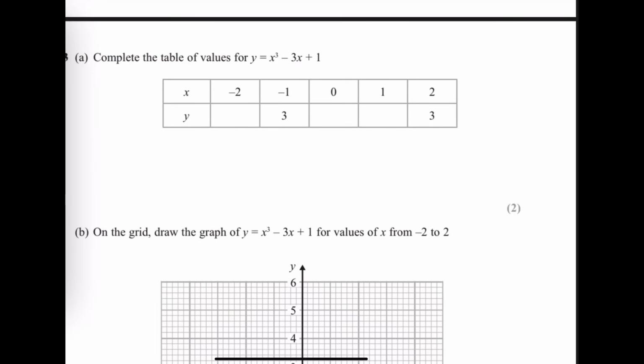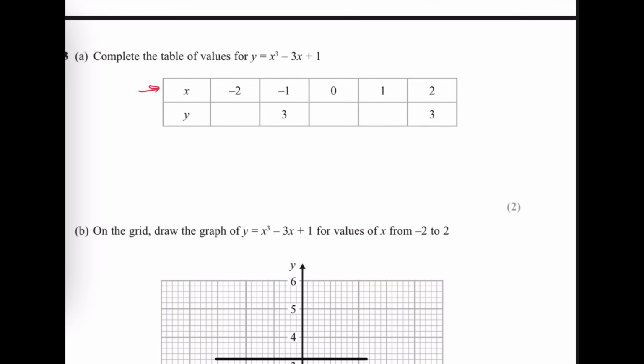A, complete the table of values for y equals x cubed minus 3x plus 1, where they give us what the x is and we're trying to find out what y is. With that, all we're going to do is use our calculator. So first we have minus 2. Make sure in the calculator, if you're ever using negative numbers, you always put the brackets around it, because sometimes it just doesn't work unless you put the brackets, so that you make sure the answers that you get in your calculator are true. So that is how you do it.